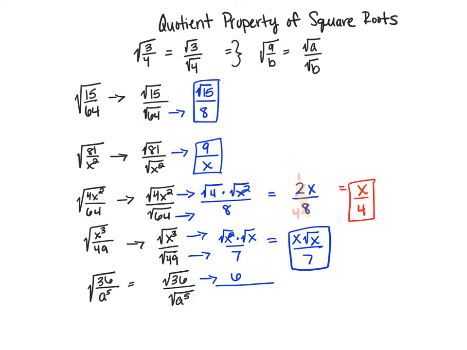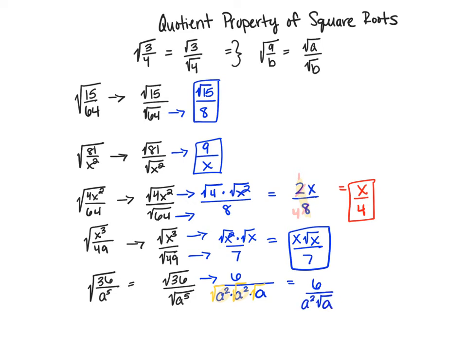And then we're going to have to rewrite the a to the 5th, so we can figure out how many groups of a squared we can get. So we have a squared, that makes 4, and then a. Okay, so we have 1 a squared and then another a squared. So that means 2 a's are going to come out of these radicals. That's going to simplify to 6 over a squared root a.